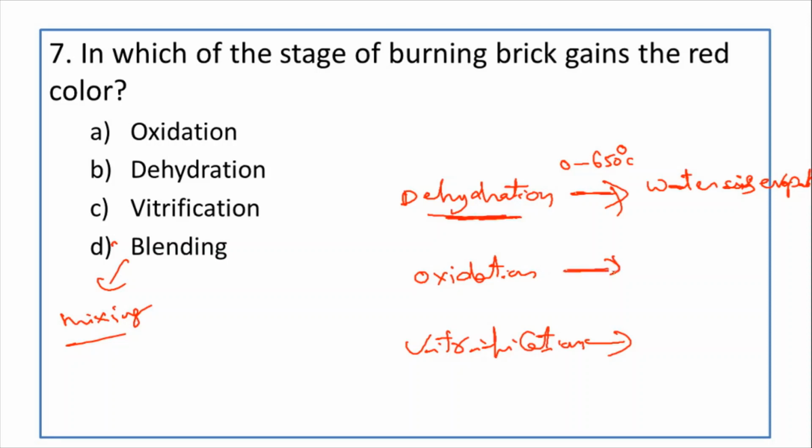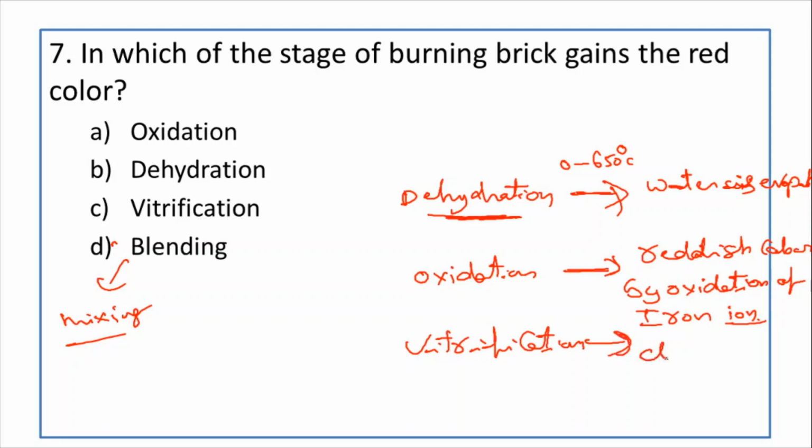Next one is oxidation. In the oxidation stage, brick gains the reddish color. In the oxidation stage, brick gains the reddish color by oxidation of iron ion. Whatever the iron ion is there, that is subjected to oxidation, and because of that oxidation brick gains the reddish color. Then next one is vitrification. In the vitrification stage, clay loses its water absorption capacity.